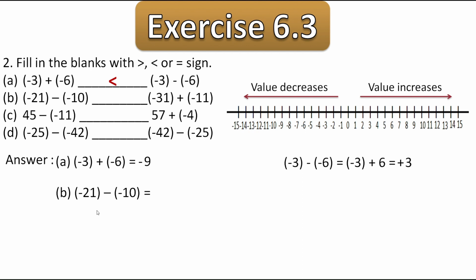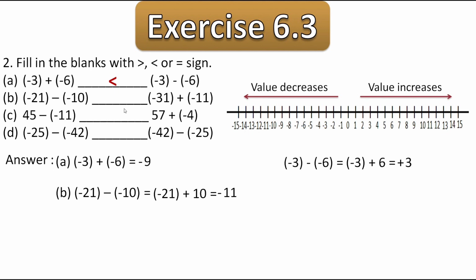See, as minus is in between these two numbers, we have to change the sign of the next digit. First minus 21 will remain as it is, and this 10 becomes plus 10. Now both of them have different signs, so we have to subtract. 21 minus 10 gives you the answer as 11, and as 21 is bigger but it has a minus sign, therefore we have to give the minus sign to the answer. Okay, so here we got the answer as minus 11.